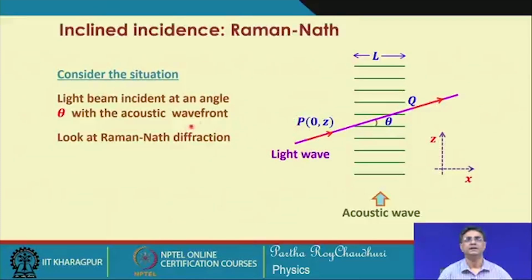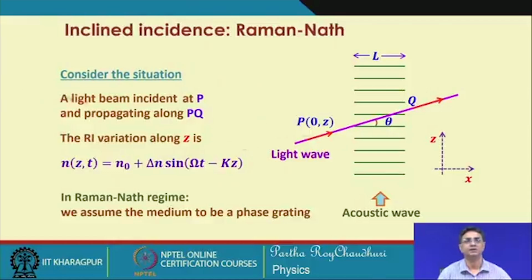Okay, now there is another case which we would like to quickly browse through. Here you have a light wave which has an oblique incidence on this acoustic cell. It makes an angle theta, and then we will look for the Raman-Nath diffraction. In this case this equation is still valid, but this delta n will now be modified. It is not that delta n remains constant all along this length, but it changes, because you are changing the position in this direction as well.